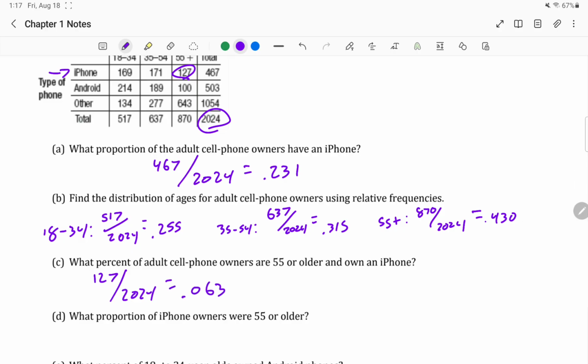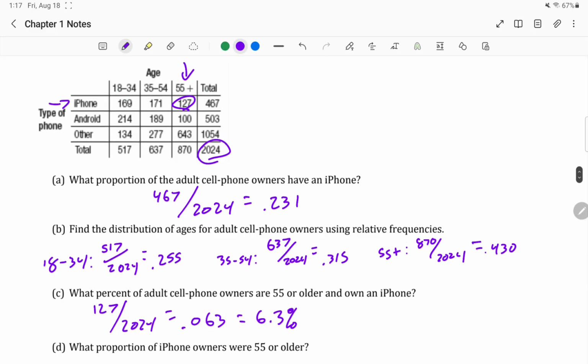Now it does say what percent. So that is 6.3% of these cell phone owners are 55 and older and have an iPhone. Okay. So there you go.